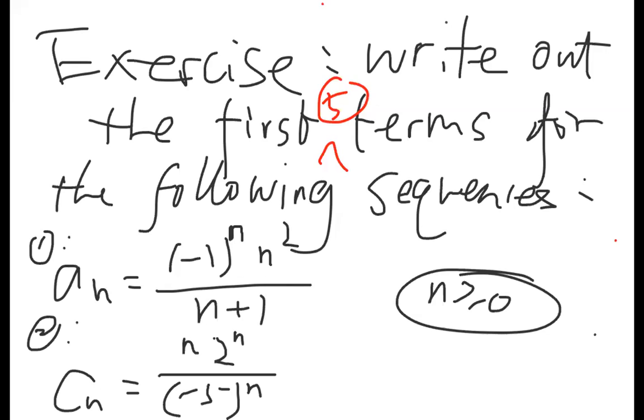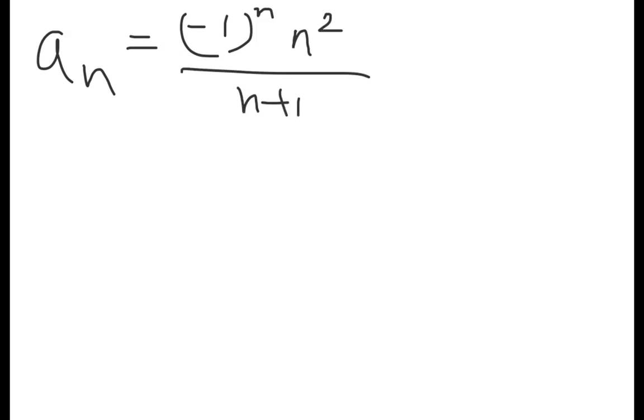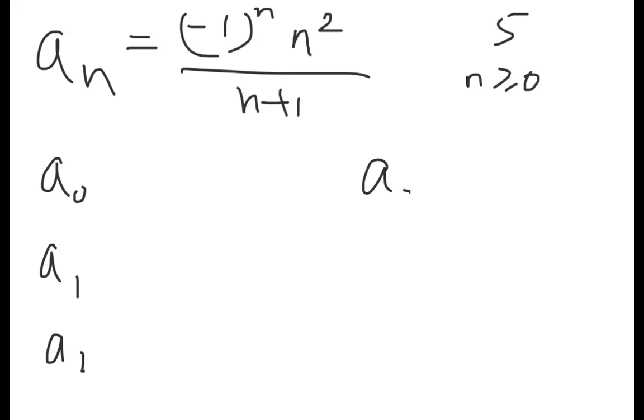Right, let's go over this exercise. The first one is (-1)^n times n squared over n plus 1, for the first 5 terms that start from n equal to 0. So you start from A0, then A1, then A2, A3, and A4.